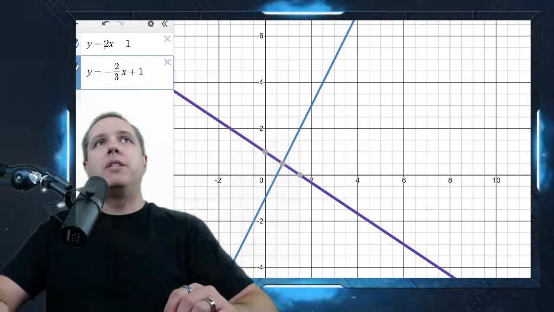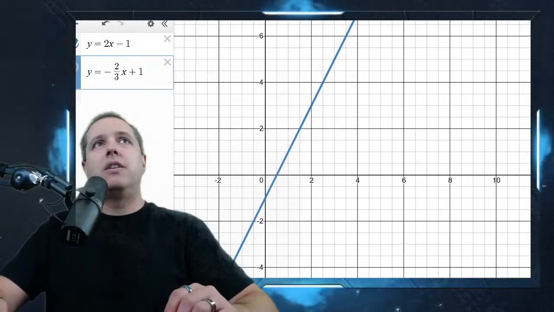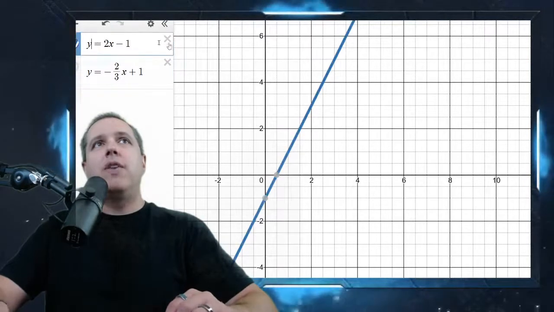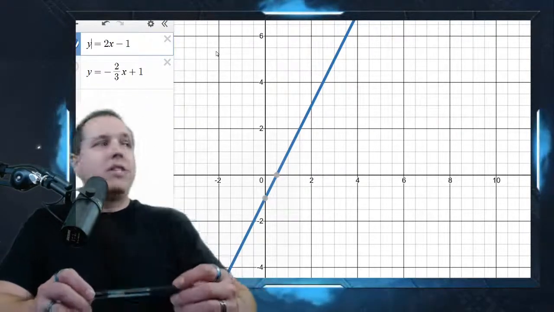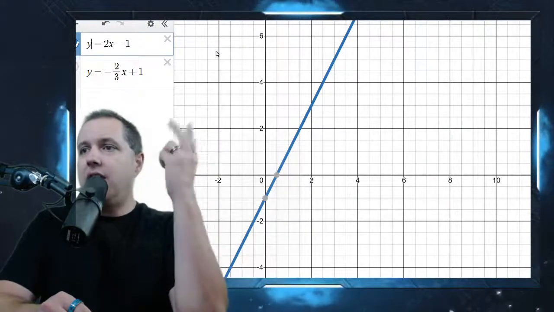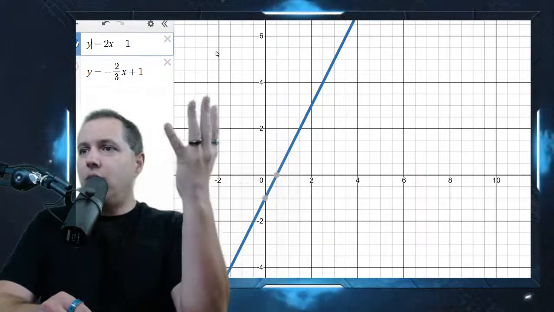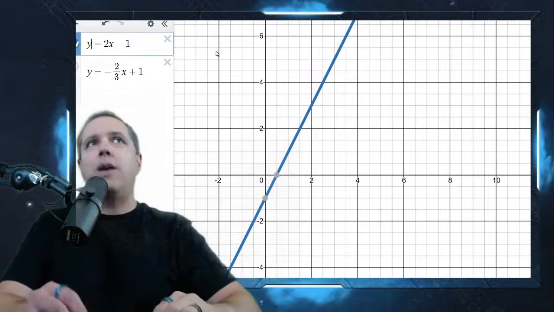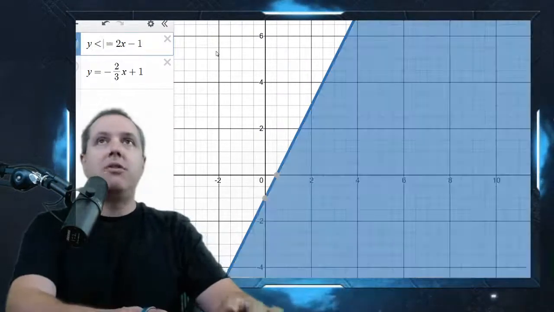So what happens if I make, let's just mute that one for a minute. What if I make this an inequality? So instead of having an equal sign, we have either a less than, a greater than, a less than or equal to, or a greater than or equal to. One of those four options. So look what happens when I do that.